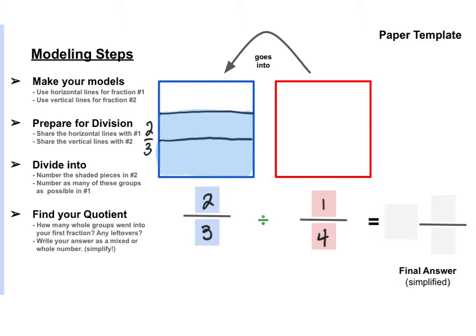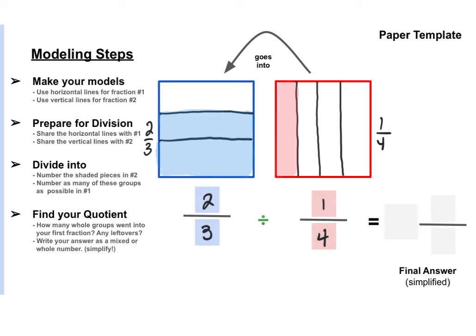Then in the box on the right, I'm going to break that up into 4 equal pieces. Only I'm going to make those pieces go in the opposite direction. They are going to be vertical. And I need one of those 4 pieces to be shaded in for this second box to be a model of 1/4.